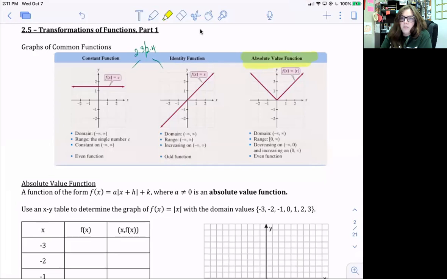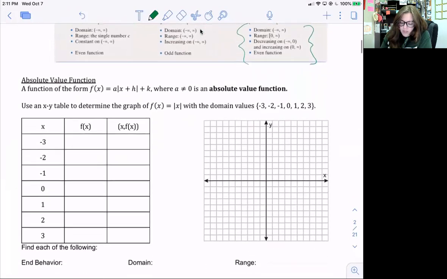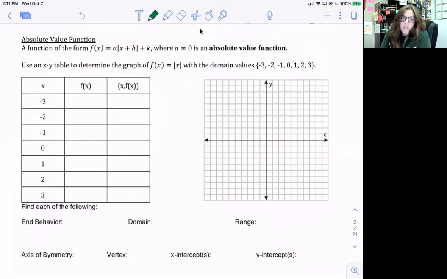Remember, the absolute value function shape is a V. Domain, range, decreasing, increasing, and even are all listed there for you. So if we look at the absolute value function, f of x equals a times the absolute value of x plus h, plus k, where a does not equal 0, is an absolute value function. We're going to start off with making an xy table to determine the graph of the function with our domain values from -3 to +3.